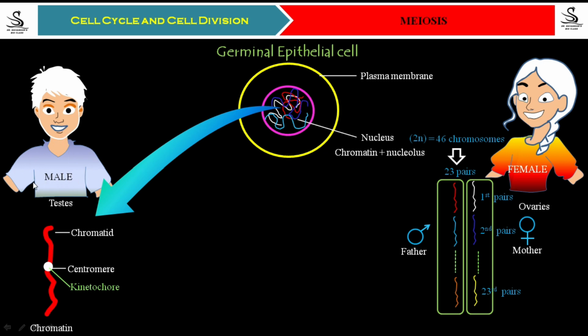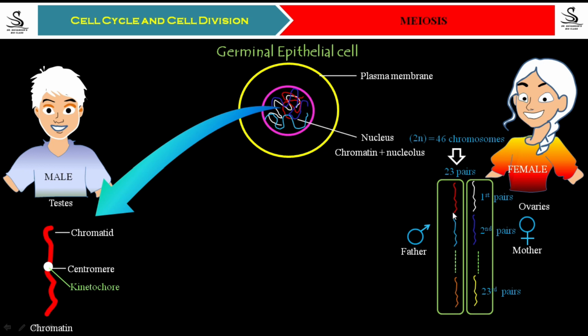Suppose this boy has 23 pairs of chromosomes in every cell except mature RBC. It means that out of those 23 pairs, 23 are received from the father and 23 are received from the mother. Here also, in her, 23 are received from her father and 23 are received from her mother. That is the way, students.